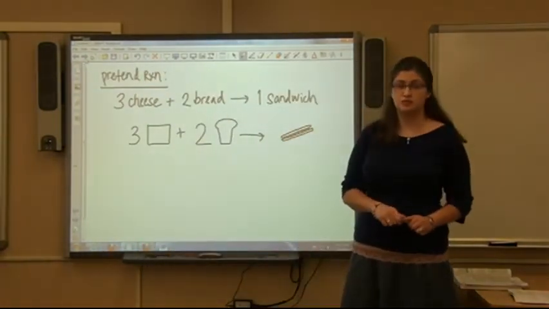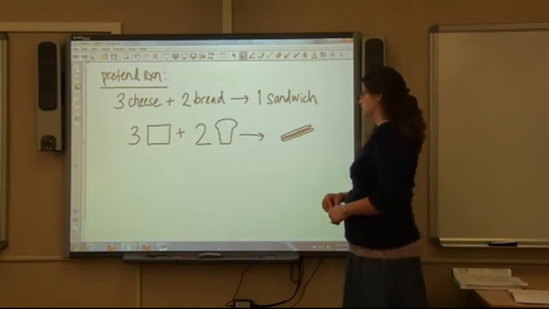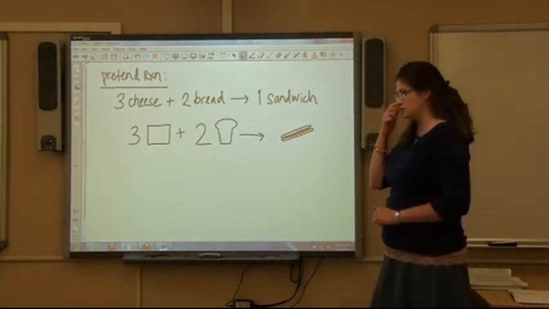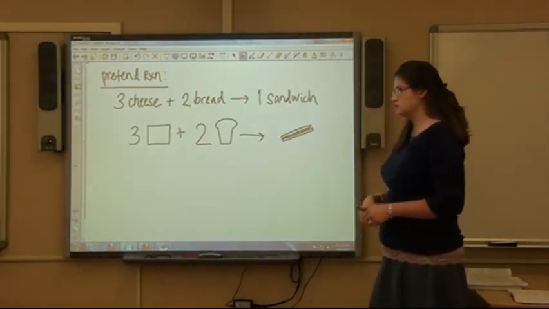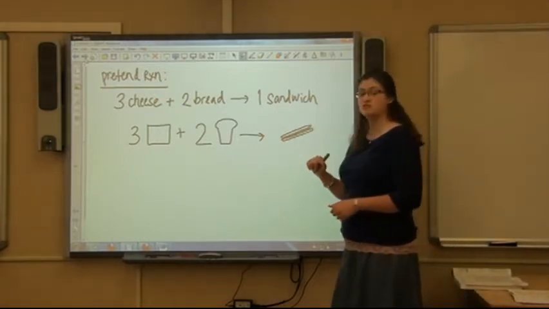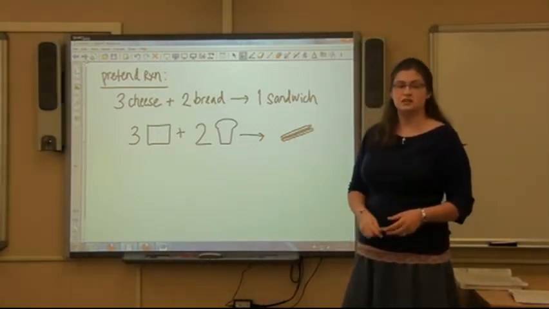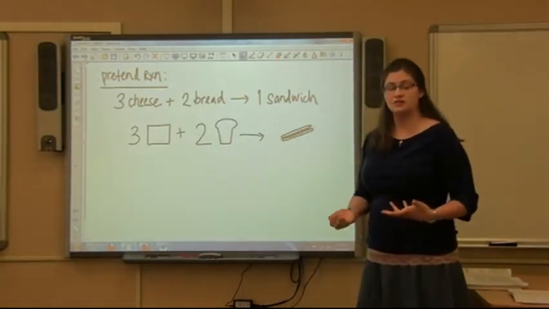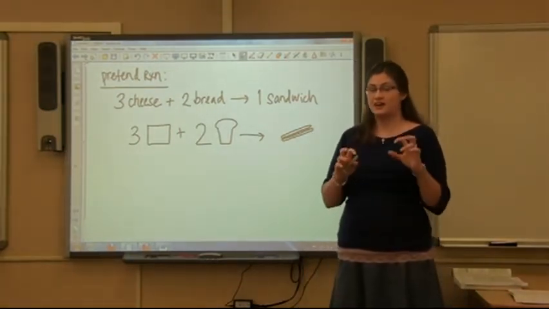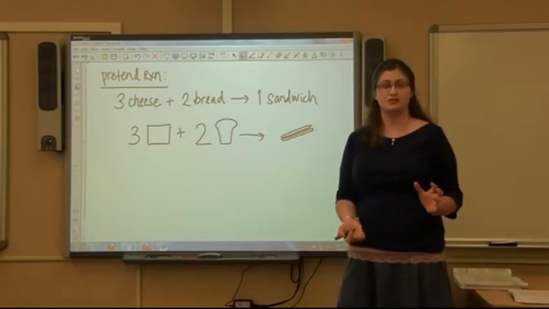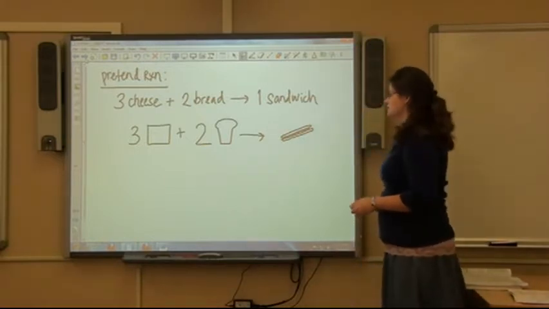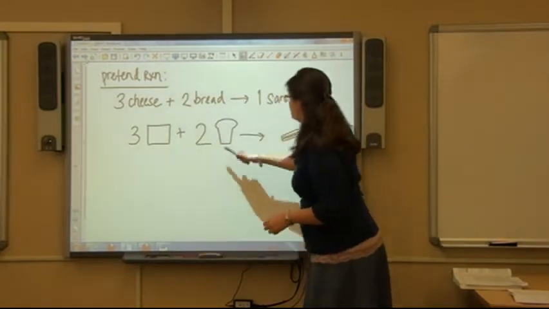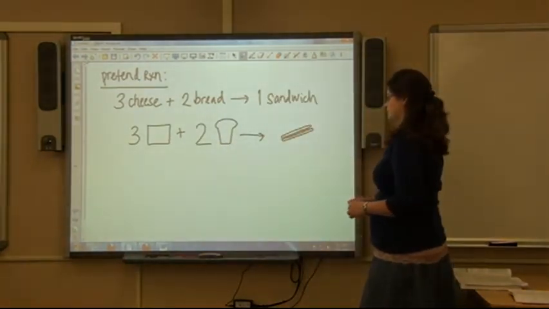So let's talk about a pretend chemical reaction. Let's say I want to make a grilled cheese sandwich. So in order to get my end product, I need 2 different reactants. I need 3 pieces of cheese and I need 2 pieces of bread. And if I add those things together and react them, I'll get my product, a grilled cheese sandwich. So I need 3 cheeses, 2 breads to make 1 sandwich.